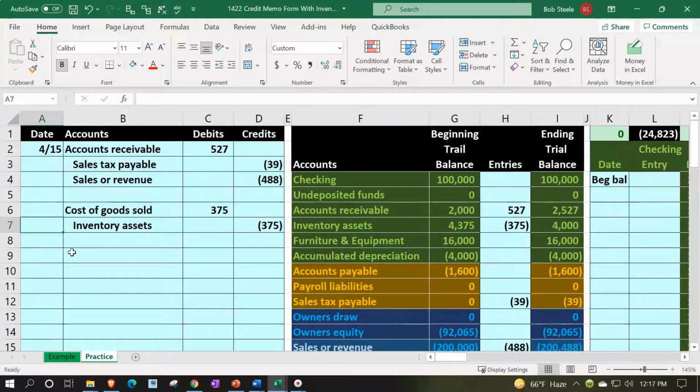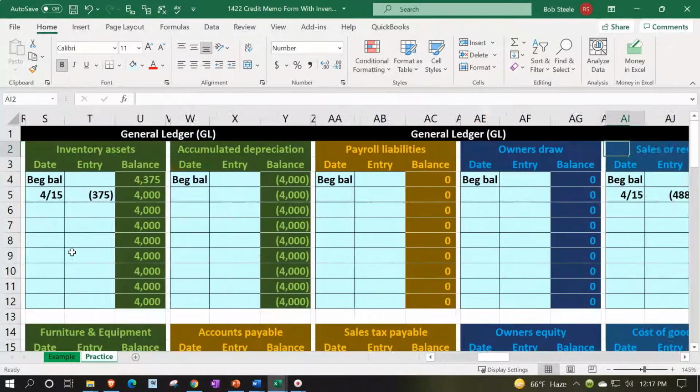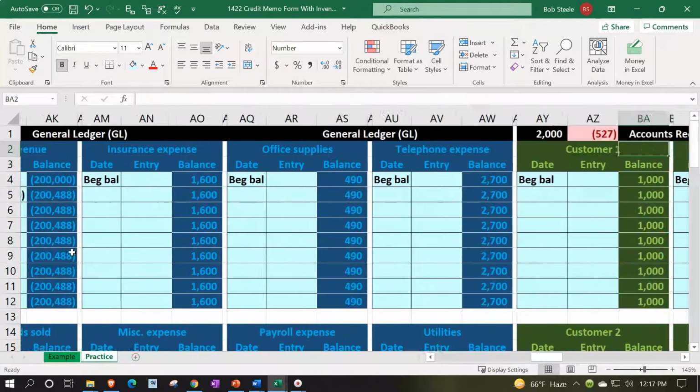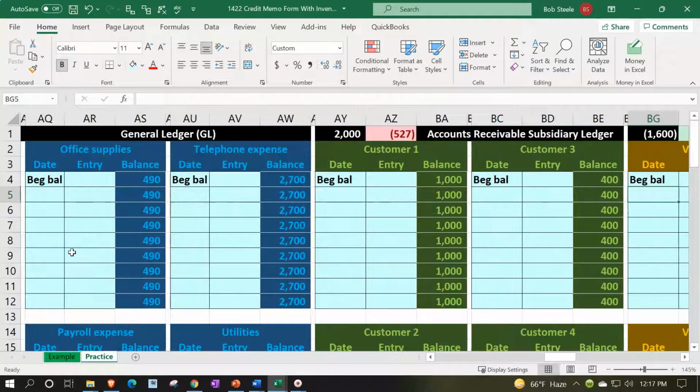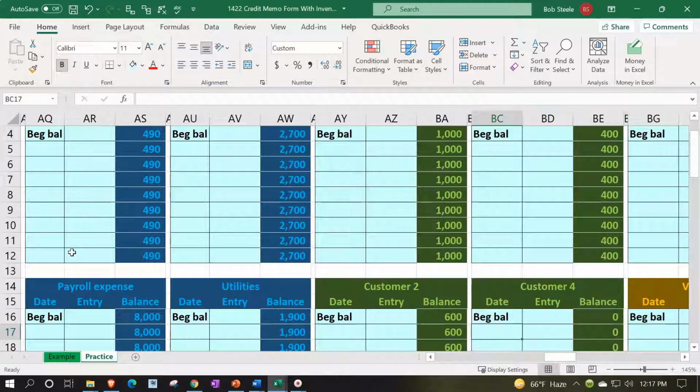So that is that. Now, let's go to the subsidiary ledgers for accounts receivable, because we got to break that out by customer now. So that's all the way to the right, the sub-ledger for AR. Down here, we're going to say this is customer 4. This is customer 4 on 415.